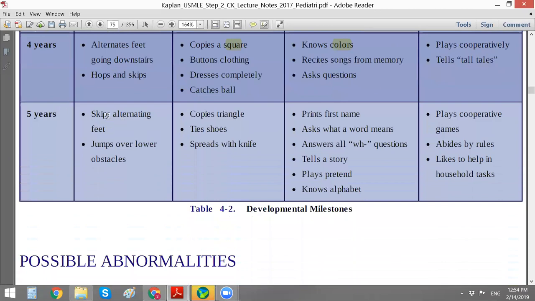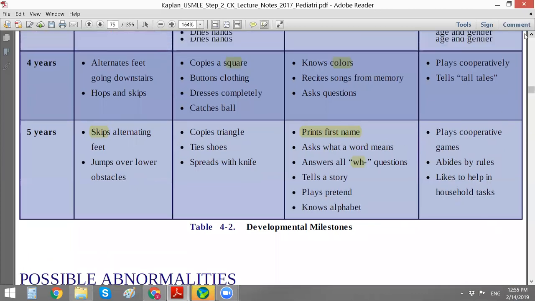Skips alternating feet, skipping comes at 5 years, jumps over lower obstacles, copies a triangle, ties shoes, spreads with a knife, prints first name, asks what a word means, answers all WH questions. Tells a story, plays pretend, knows the alphabet. Plays cooperative games, abides by rules, likes to help in household tasks. So the cooperative thing comes at 4 years.